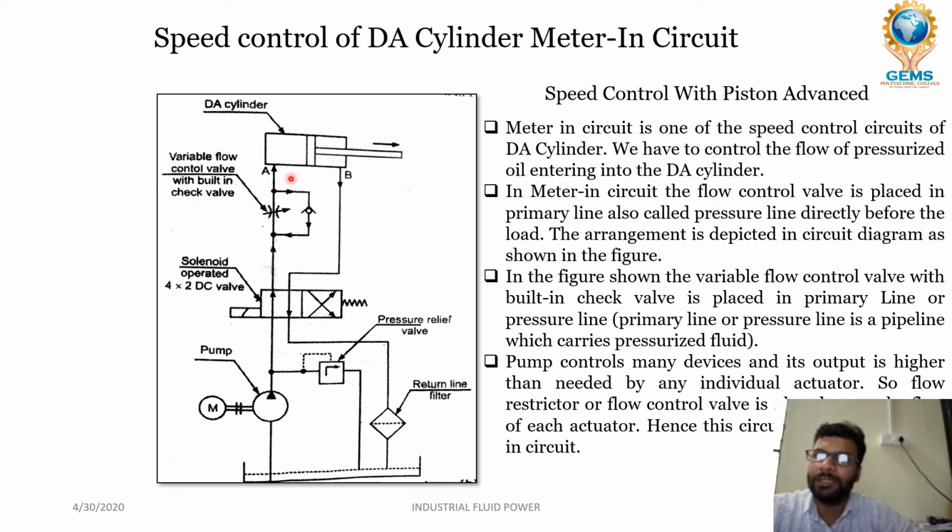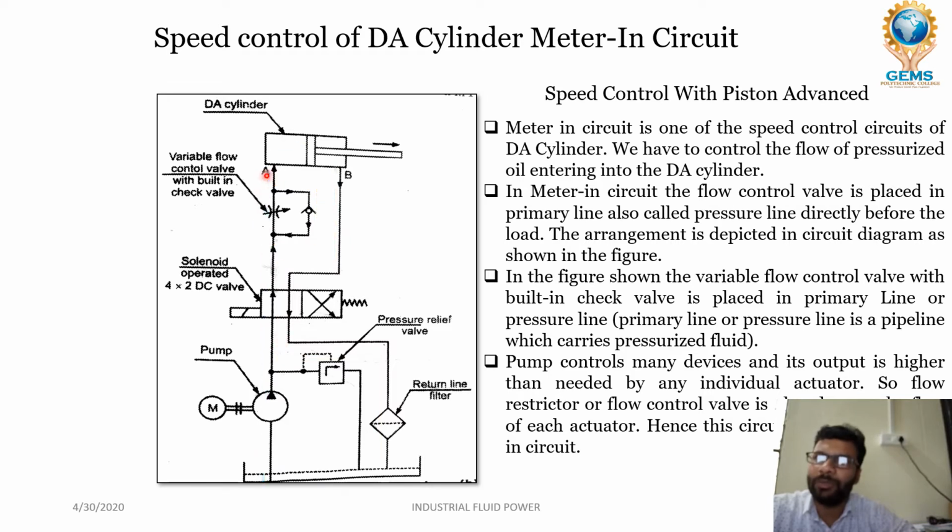Okay, let's see how this animation works. When the pressure of the oil is increased, it will control the flow rate of the fluid. This is the main valve. And in the return valve, there is no flow, it is simply going back to the oil tank. So hence this circuit is called a meter in circuit.